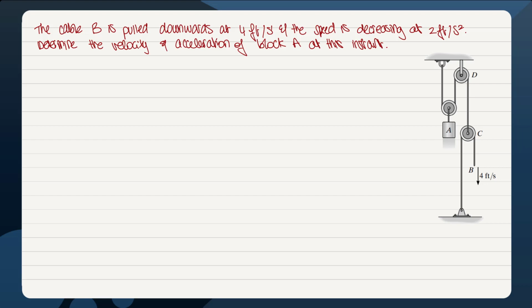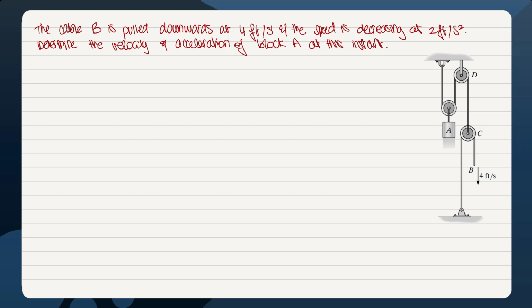Now it's time to look at a more complicated problem, which is a typical problem that one might face in an exam. So here we have a cable B, which is pulled downwards at 4 feet per second, and the speed is decreasing at a rate of 2 feet per second squared. We're asked to determine the velocity and acceleration of block A at this instant. So I would like us to look first at the image and analyze it carefully.